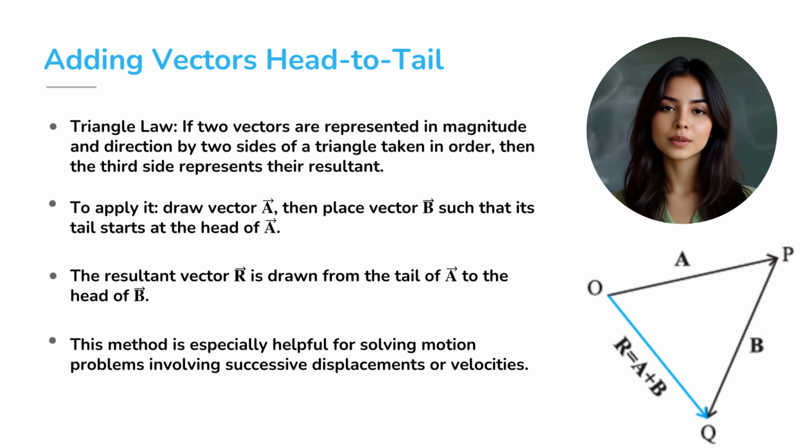Let's break it down. First, draw vector A. Then from its head, draw vector B. The resultant vector R is drawn from the tail of A to the head of B. This head-to-tail rule is especially useful when dealing with successive motions, like a car that moves north and then turns east. As shown in the diagram from your textbook, the triangle clearly illustrates how vector addition works visually.